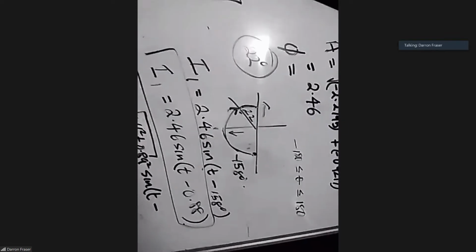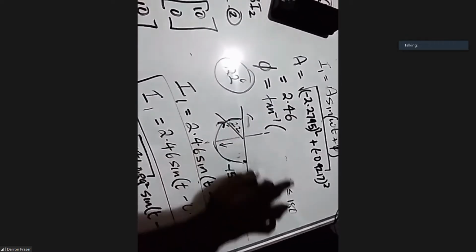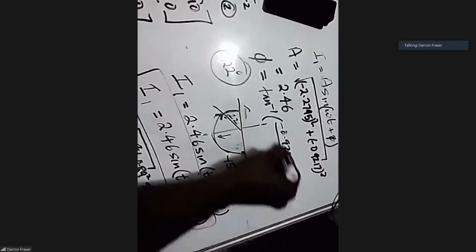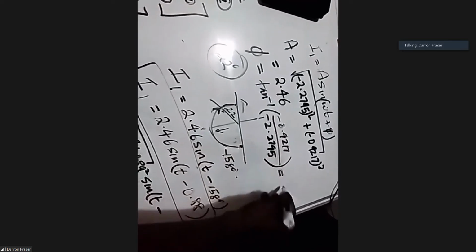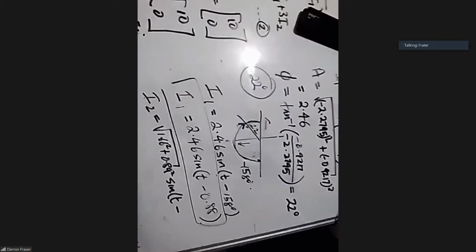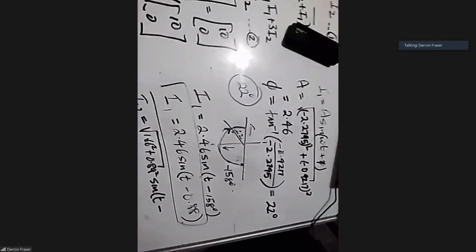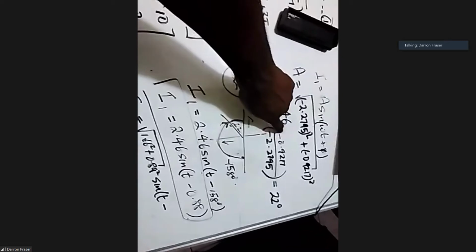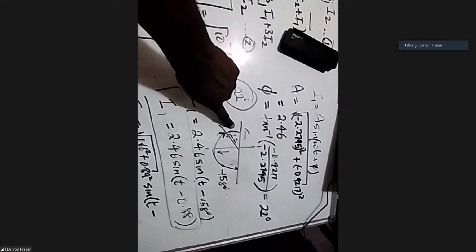Remember now, phi is tan inverse of negative 0.9217 divided by negative 2.2795. And that is equal to 22 degrees. But we said that we couldn't write it as 22 degrees because this is negative and this is negative. So we know both of them negative would be 22 degrees in this quadrant here.